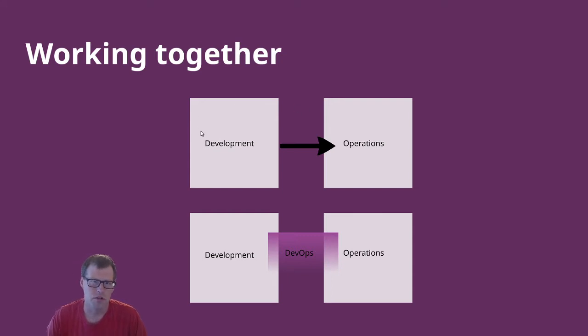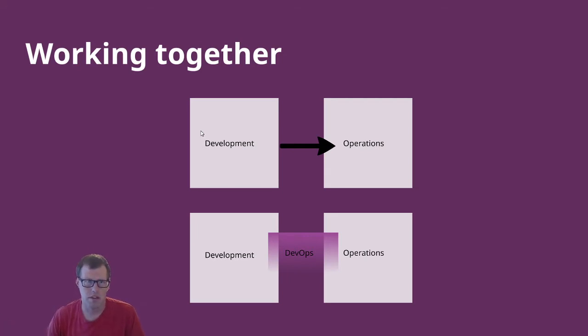Development usually works on something, throws it over the wall, operations has to run it. That really causes conflict, right? Because development really wants to throw as many features in as possible. They want something new and shiny. Operations really doesn't want anything new. They want it to stay up and running. So every time development does something, they introduce a bug, that causes problems for operations.